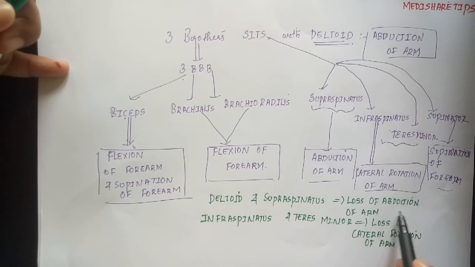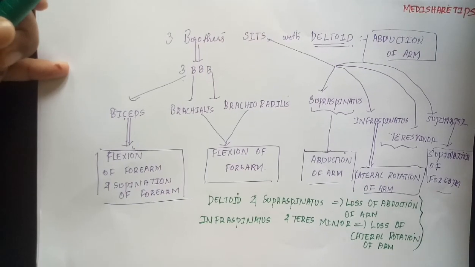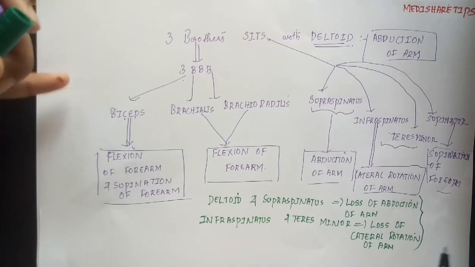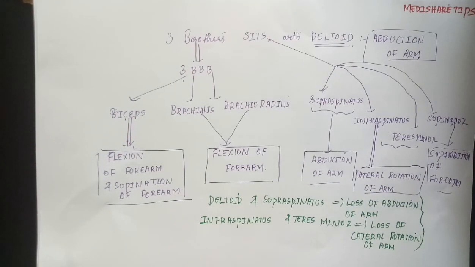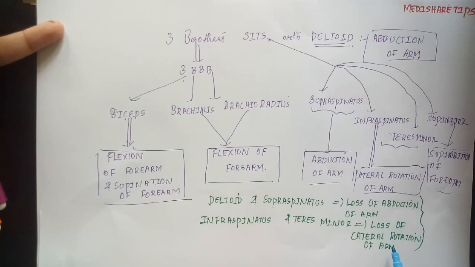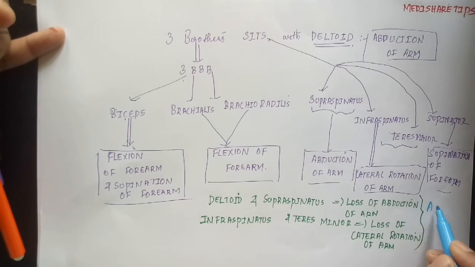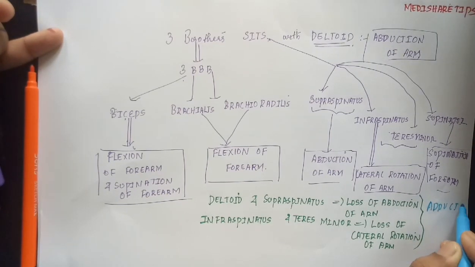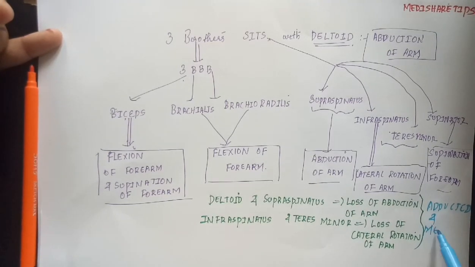So the loss of abduction of the arm along with the loss of lateral rotation of the arm causes the arm to be in an adducted and medially rotated position because of overaction of the adductors of the arm and the medial rotators of the arm. Because the abductors and lateral rotators of the arm are paralyzed, the arm is in an adducted and medially rotated position.